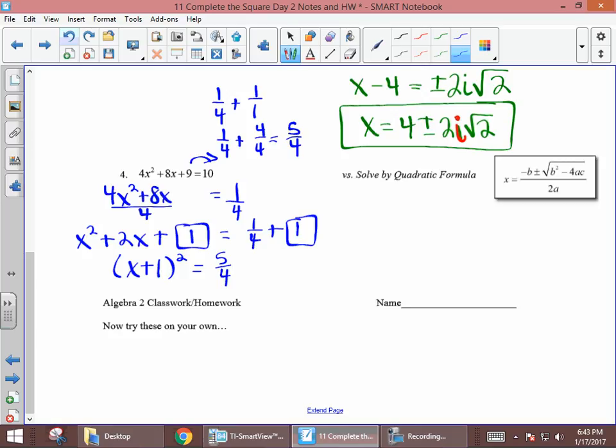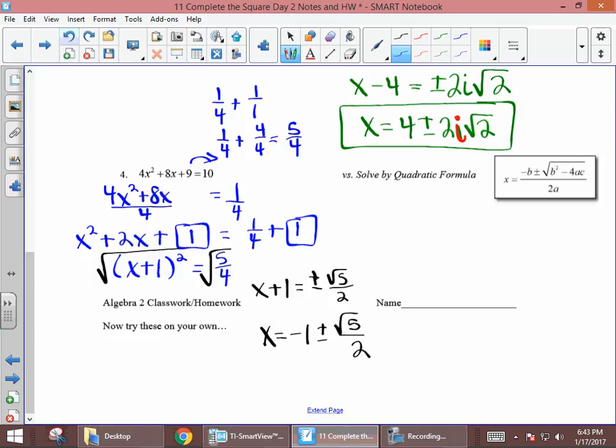Taking the square root of both sides, we get x plus 1 equals plus or minus the square root of the top, which is the square root of 5. The square root of the bottom is just 2. All that's left to do now is subtract 1, and we get x equals -1 plus or minus the square root of 5 over 2. And that's it.